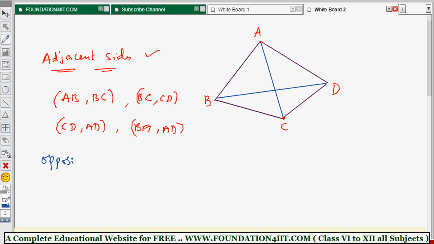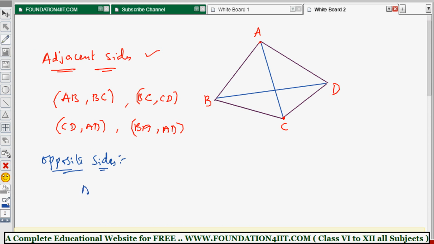When you see opposite sides, the word itself shows its meaning. Two sides of a quadrilateral having no common endpoint, then only we can call them opposite sides. When you observe the line segments AD and BC, there is no common endpoint. Then only we can say AD and BC are the opposite sides. That is only in a quadrilateral, not all shapes.